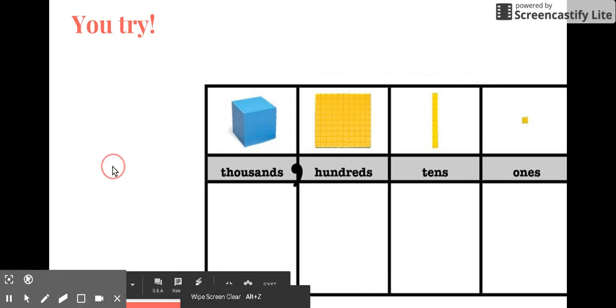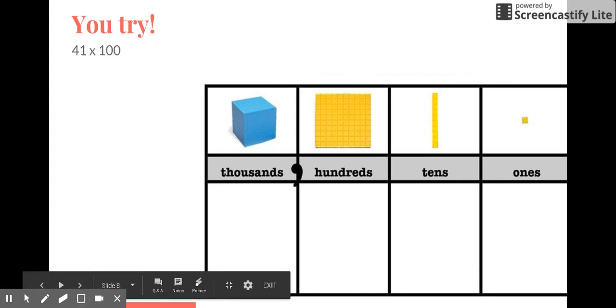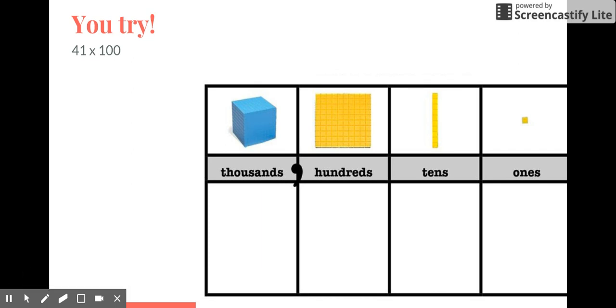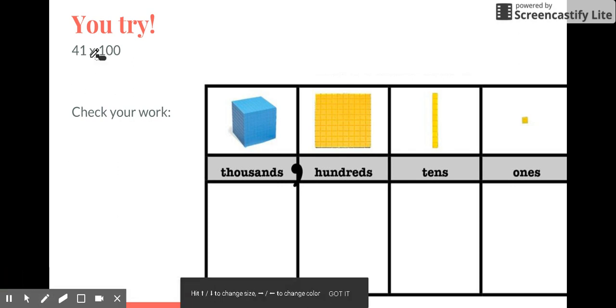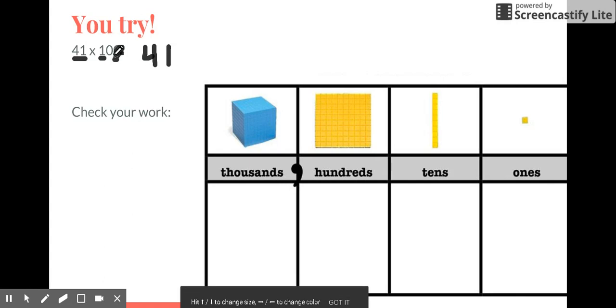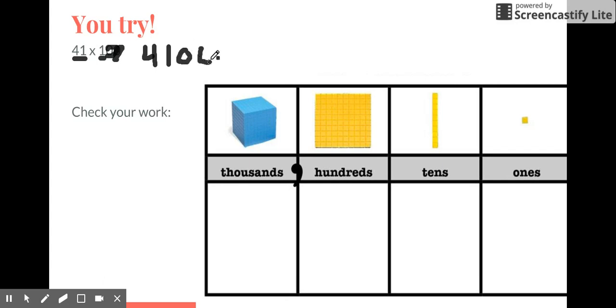All right, let's go ahead and try one more. 41 times 100. Go ahead and press pause and then press play again when you're ready to check your work. All right, so I know that I have a basic fact here. 1 times anything is just that other number. So I know that 1 times 41 is 41. And I have 2 zeros in my problem, so I want to add 2 zeros to my answer. That tells me that 41 times 100 is 4,100.